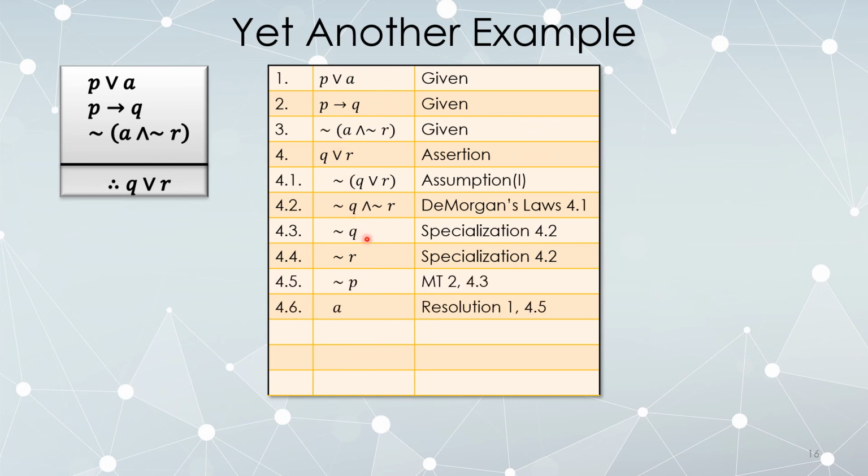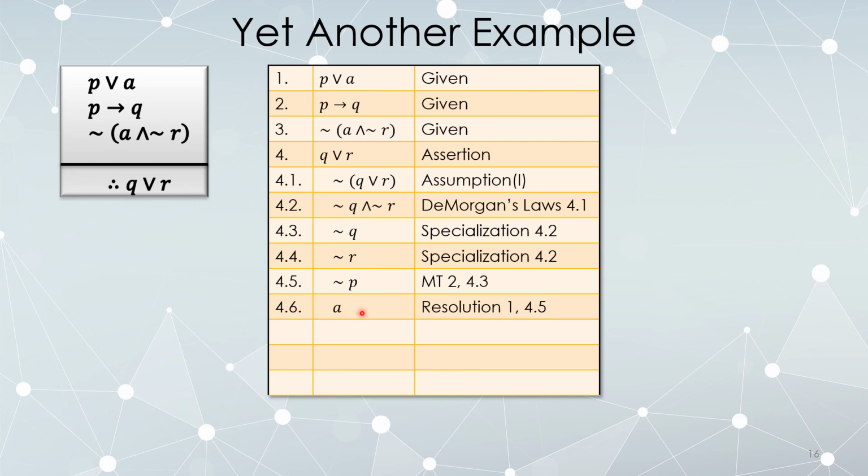Well, since I have not Q, that's the negation of the conclusion of this statement, so I can feed modus tollens the not Q in this conditional statement and get out the not P. There it is in line 4.5. Now that I have a not P, I can resolve the given in line 1, either P or A, but not P, so I must have had A.